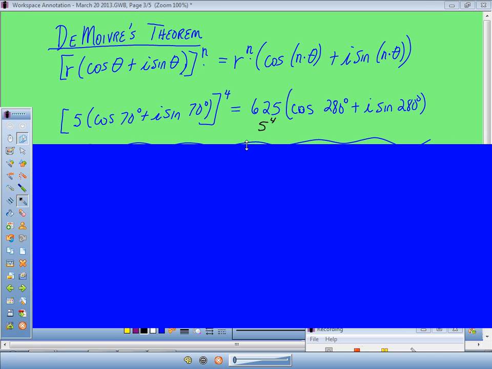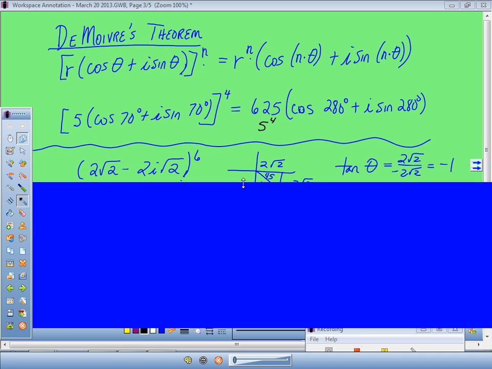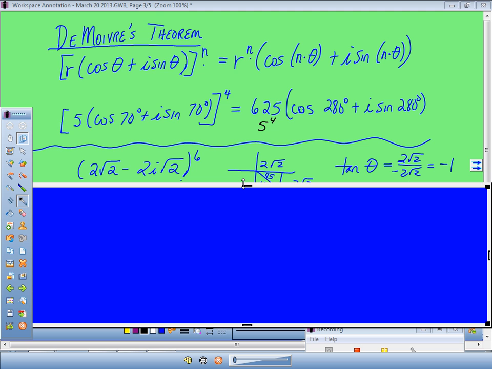Suppose I asked you to take 2 square root of 2 minus 2i square root of 2 to the 6th power. That would be nothing short of nightmarish to do if you had to do it by hand and FOIL 6 quantities. It's bad enough to FOIL 6 quantities, but then having 2 square root of 2 as the numbers inside, that's really ugly. So, while yes, this takes a little work to convert it to polar form, it's still going to be faster than if you sat there and tried to FOIL it all.